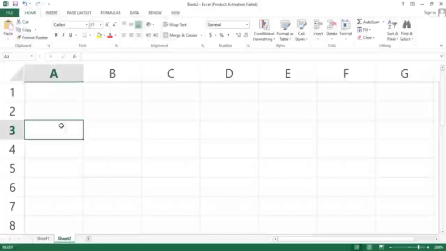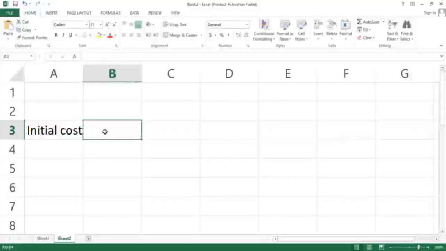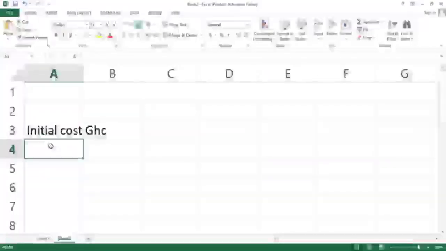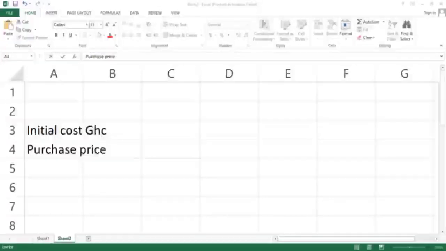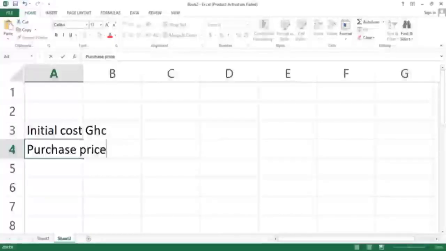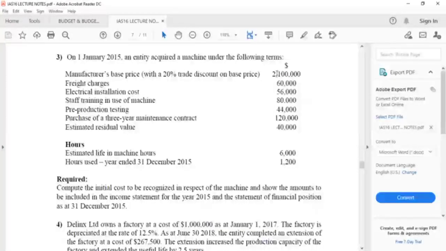We'll use a different sheet and look at the initial cost of the asset. Okay, the initial cost, the first thing is what? The purchase price, isn't it? How much is the purchase price? That is 2,100,000. Read the question well. There's a trade discount there, with 20%. So it means that the trade discount was not subtracted yet. This is the purchase price, isn't it? Yes. Okay. So let's take the purchase price, which is 2,100,000.